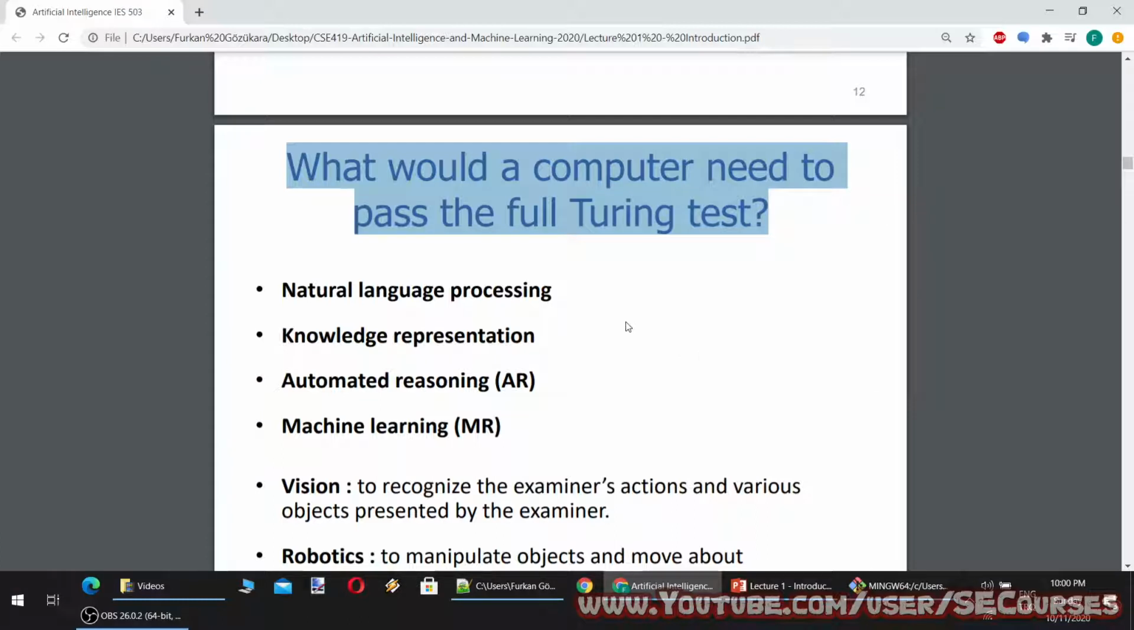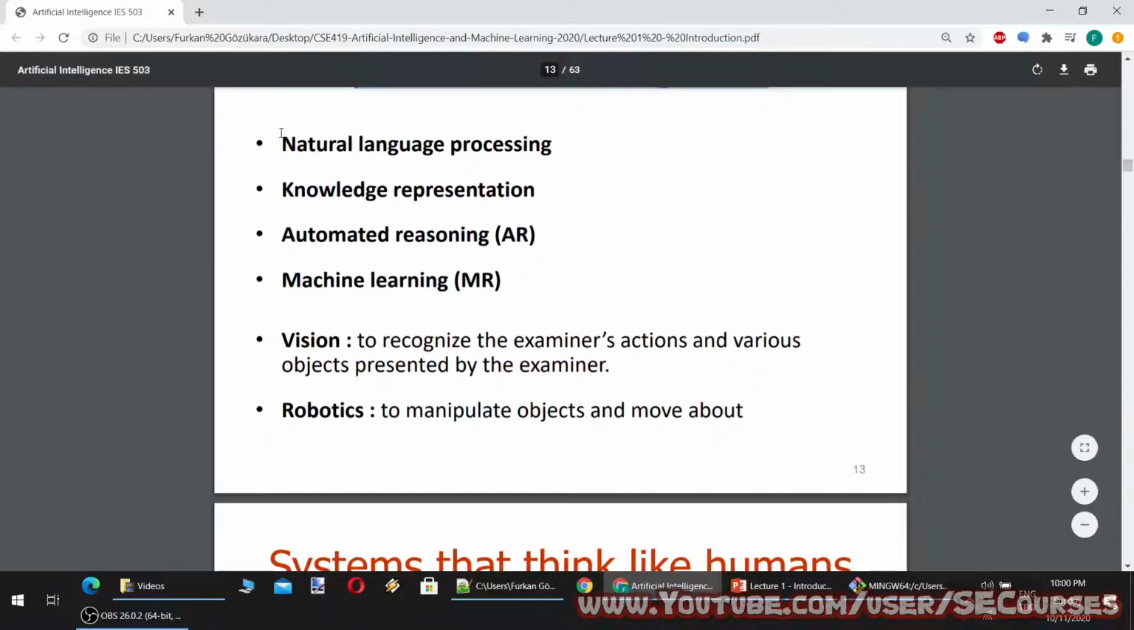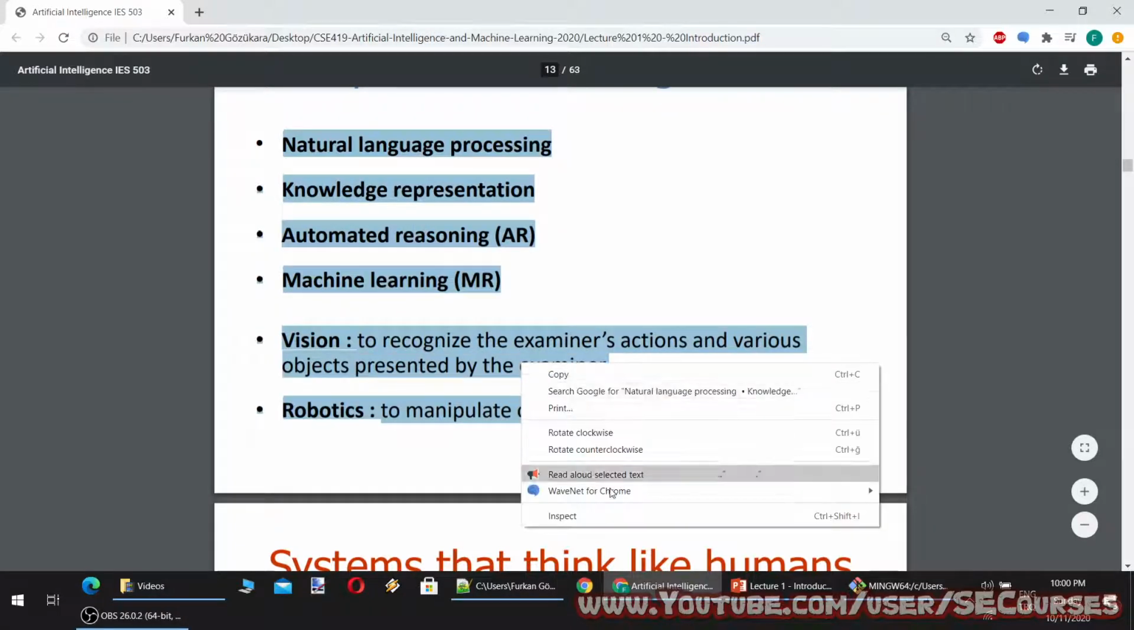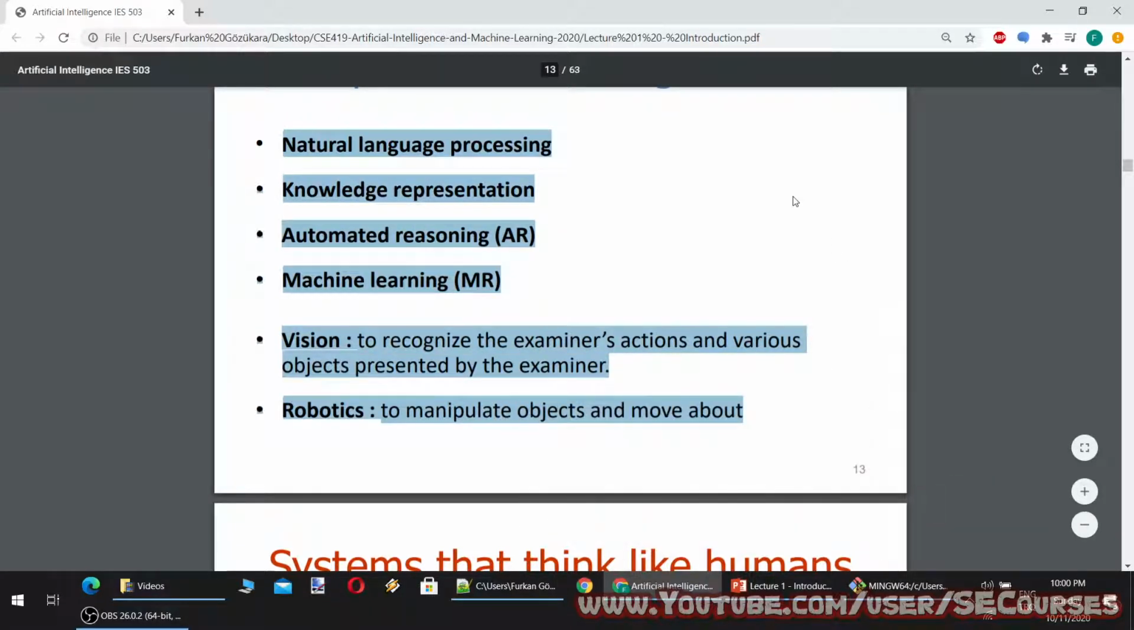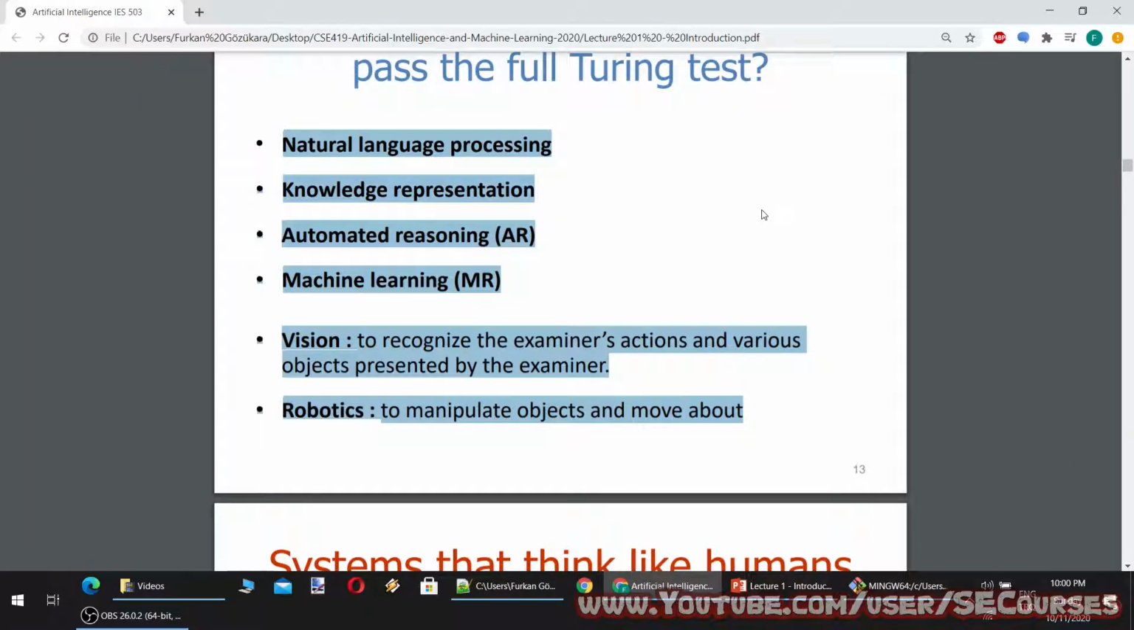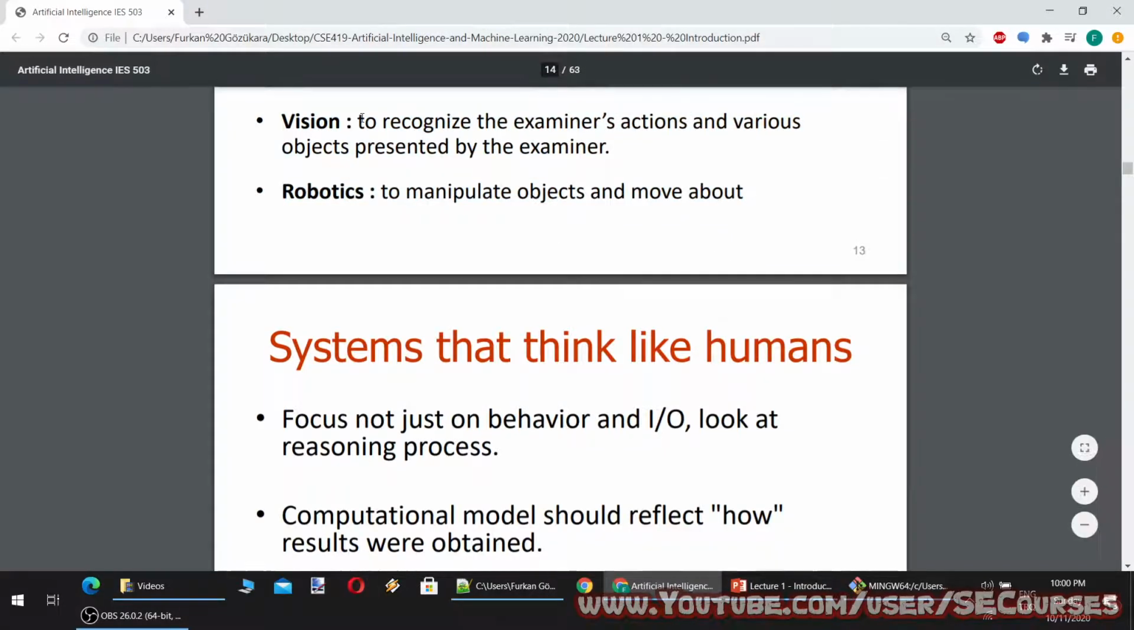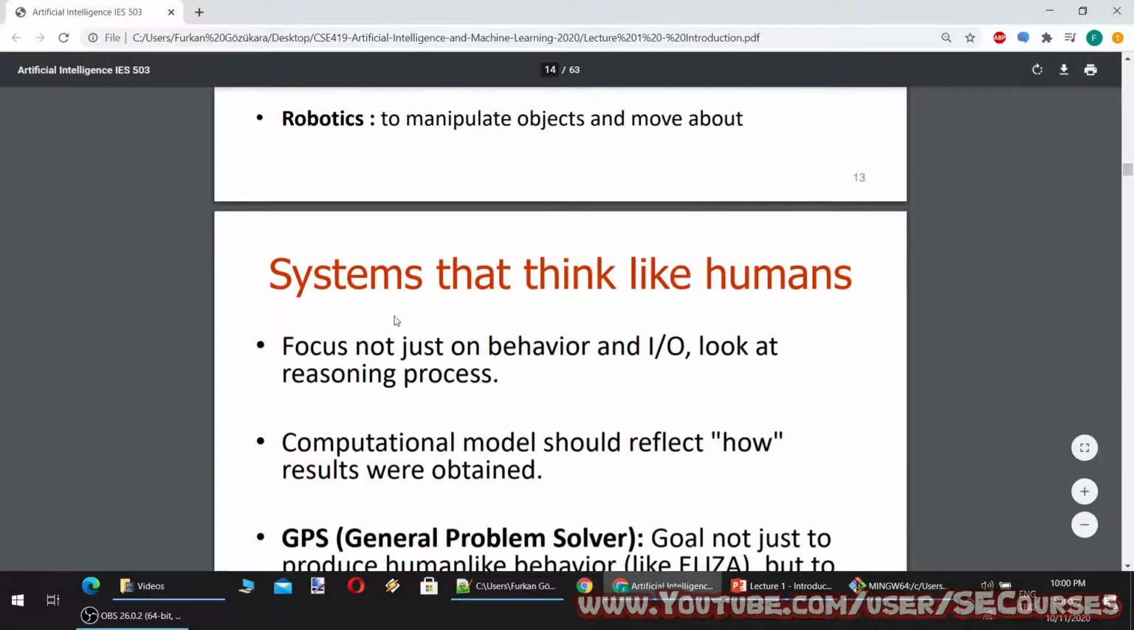What would a computer need to pass the full Turing test? It needs all of these: natural language processing, knowledge representation, automated reasoning, machine learning, vision, to recognize the examiner's actions and various objects presented by the examiner, and robotics, to manipulate objects and move about. So with vision, we recognize our environment and take an action according to that. And with robotics, we manipulate the objects, do physical things.